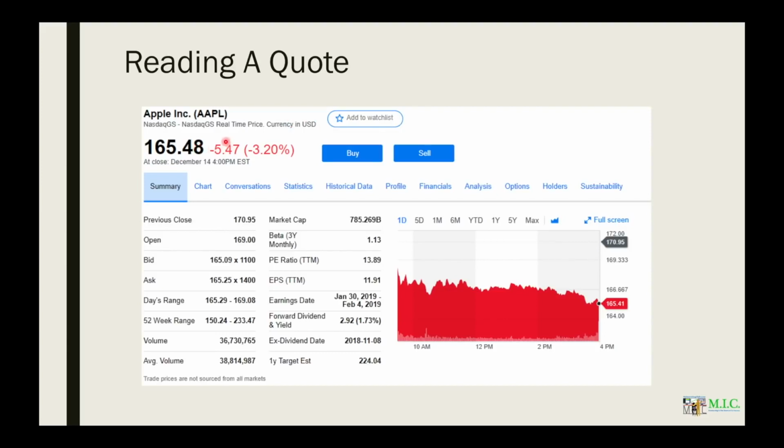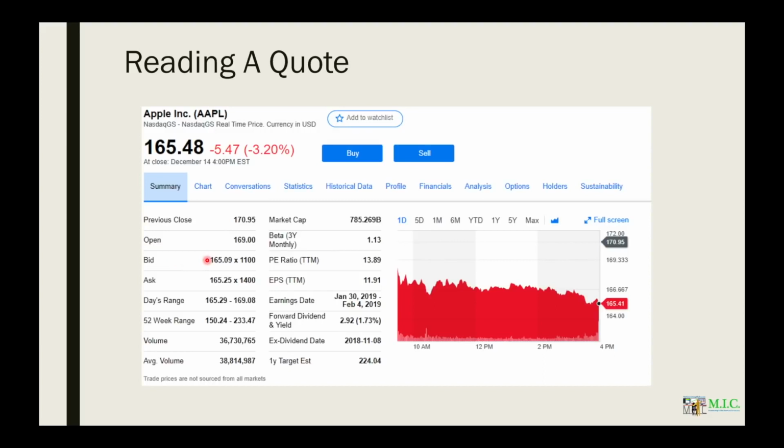It is down on the day $5.47, which is equivalent to negative 3.2%. That means that from the previous close, 170.95, it's down $5.47, which is equivalent to 3.2%. And then tomorrow, the previous close will say 165.48, and then whatever the price action happens past that point will display here. The open price is equal to 169, which is the first execution that happened on the day at market open at 9:30 Eastern.